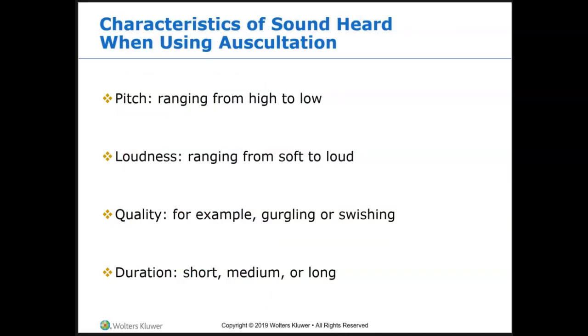Characteristics of sounds heard when you're auscultating. When describing sounds auscultated, you will always note pitch, loudness, quality, and duration, all four. Pitches range from high to low. Loudness ranges from soft to loud. Quality, for example, would be gurgling or swishing, and then we have duration, of course: short, medium, or long, okay?